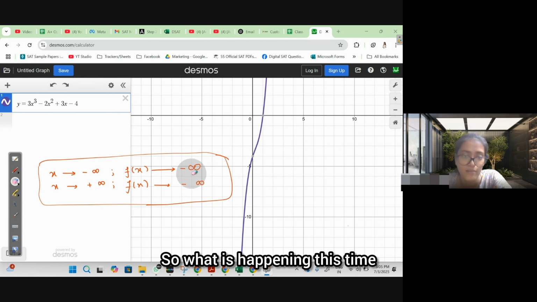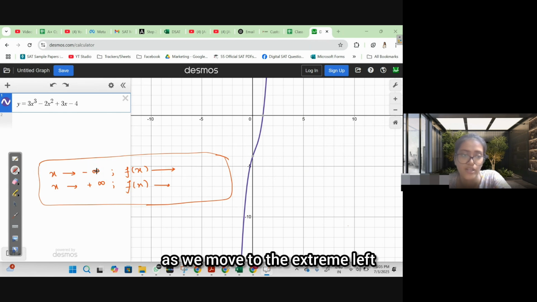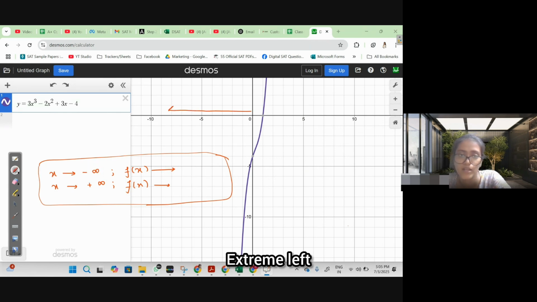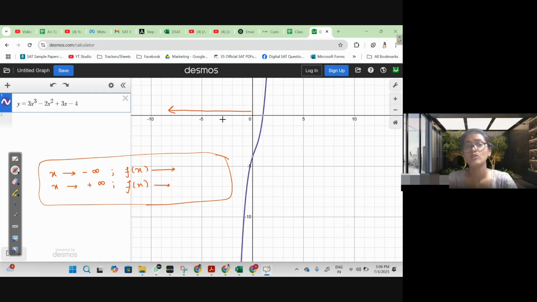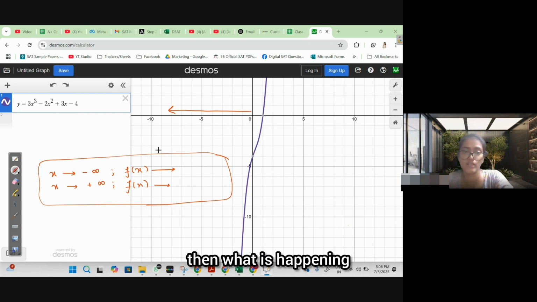So what is happening this time? As we move to the extreme left, what is happening to f of x? The graph extends in opposite directions, so x is approaching positive and it's also approaching negative. So it's going up and down instead of like the parabola. Yes, it is going up and down. So what is happening in both the cases? When you're moving to the left, what is happening? And when you're moving to the right, what is happening?